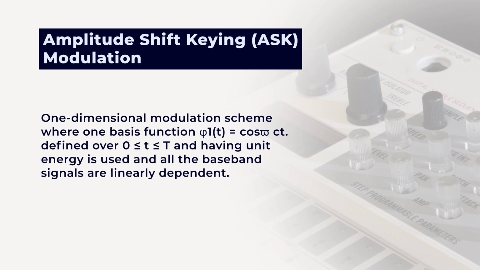One can describe this scheme of modulation as a one-dimensional modulation scheme where one basis function, that is phi(t) equal to root over 2 by T cos omega_c t, defined over 0 less than or equal to t less than or equal to capital T and having unit energy, is used, and all the baseband signals are linearly dependent. In ASK, the information is embedded solely in the peak amplitude of the modulated signal, making it a type of digital amplitude modulation.